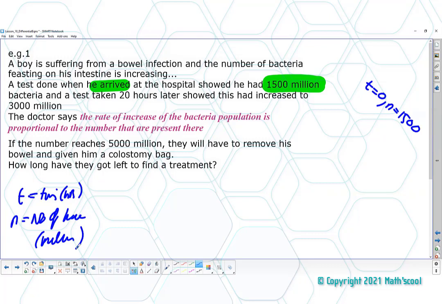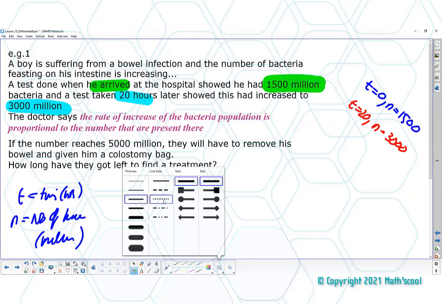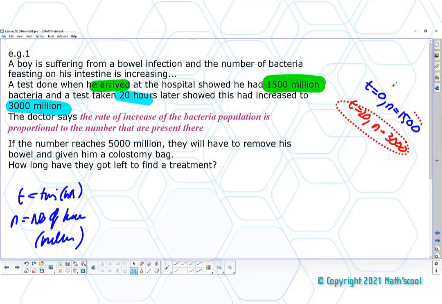And then let's say, oh yeah, 20 hours later, a test taken 20 hours later showed that this had increased to 3,000 million. So t equals 20, n equals 3,000. Okay. So these are the bits of information we've got. We've got this bit of information here, and we've got that bit of information. Those are the 2 bits of numerical information.